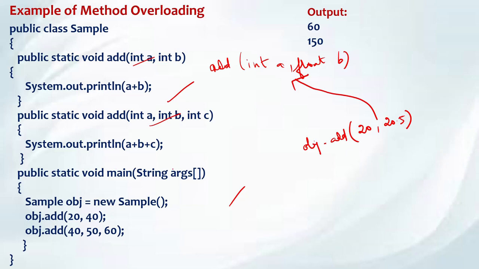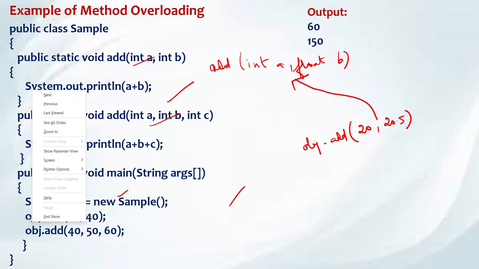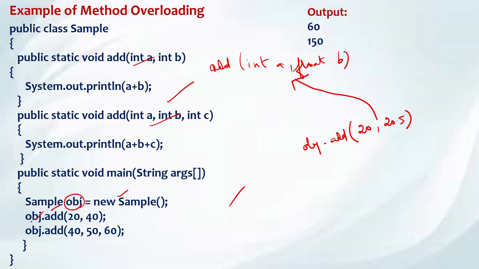public static void main String args is the default statement when we are using the main function. Here we are creating an object for the class Sample. Sample is the class name and obj is the object name, and we are creating a new instance space for the class Sample. Using that object name, we access the function add. Here I am using two parameters, 20 and 40.